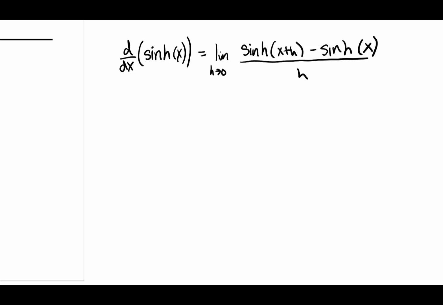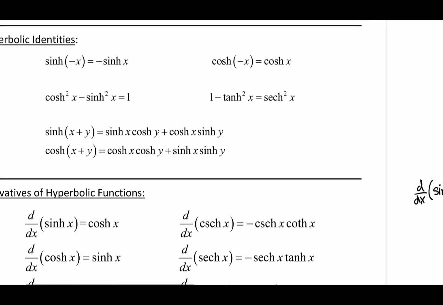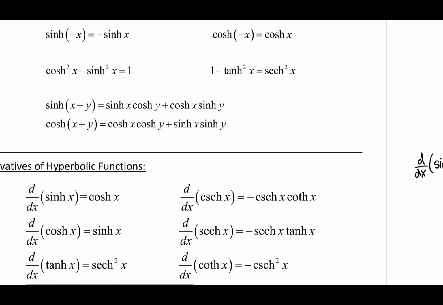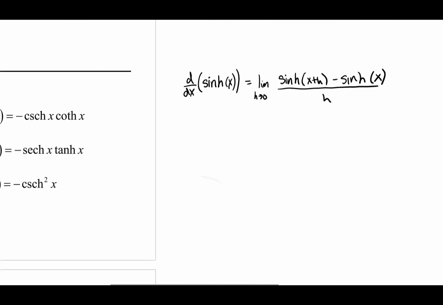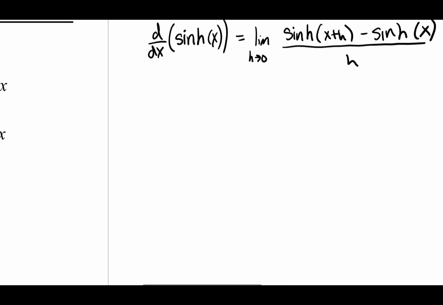We could go through and use what's given to us back here, our sum and difference formula, plug in and get it this way. But I think there might be some easier ways of taking care of it. Why don't we just do it quite simply and find the derivative of sine hyperbolic of x?